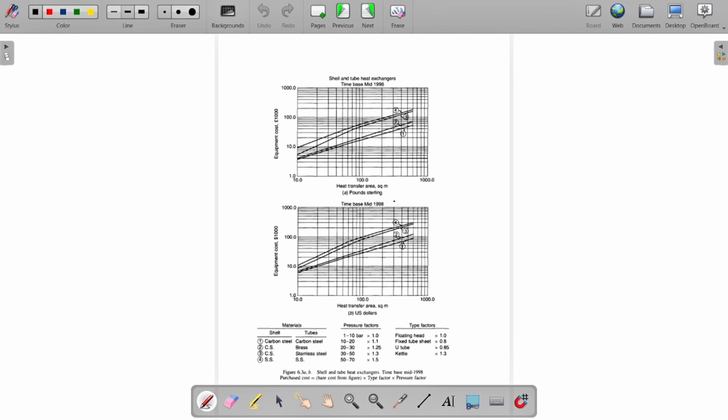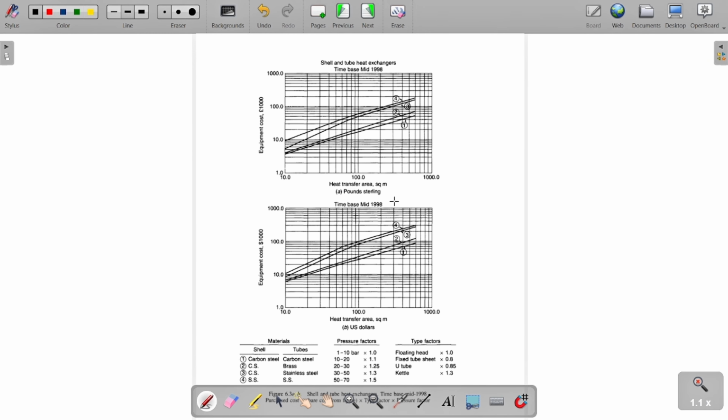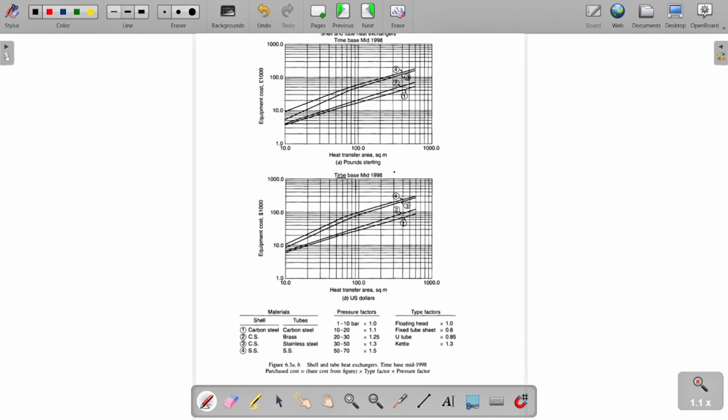Then we have this for the heat exchangers, right? That one is the heat transfer area against the type we are considering. So the type factors, whether it's a floating head, a U-tube, a kettle, or a fixed tube sheet, also depend on this one. And it also depends on the material type you are using, whether the shell is carbon steel and the tube is carbon steel. If you have carbon steel shell and tube, that means you are using number one. If you have carbon steel with brass tubes, we are using number two, and so on.